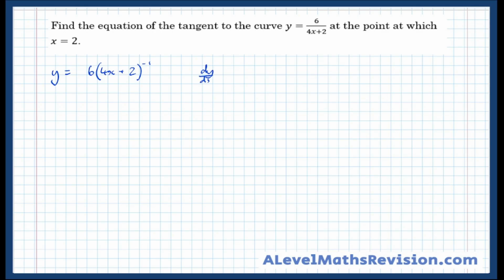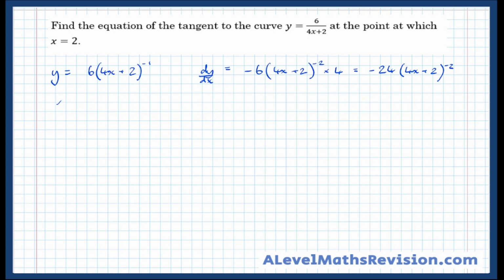So dy by dx: differentiate the full thing from the outside without even looking inside the bracket. So times by the power, bracket, take 1 from the power, then we look inside the bracket and see it was 4x plus 2, and we multiply by its differential, times 4, equals minus 24, 4x plus 2 to the minus 2. So we've got the gradient formula there.